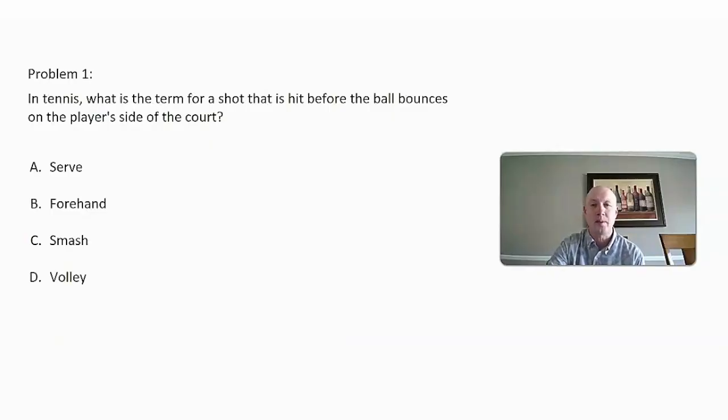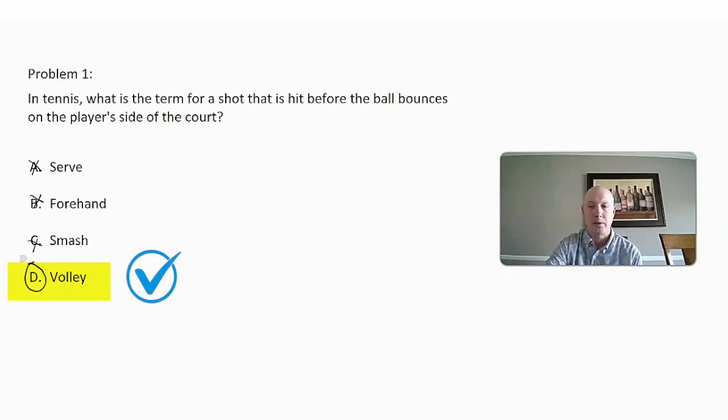Problem 1. In tennis, what is the term for a shot that is hit before the ball bounces on the player's side of the court? The first thing I'm going to eliminate is serve. A serve has to bounce. So A is eliminated. An overhead smash is going to a lot of times hit the ground and bounce really high where the opponent can't return it. So smash is out. Choice B is a forehand. A forehand is a type of shot, so that obviously could hit the ground. So the correct answer would be D, a volley.